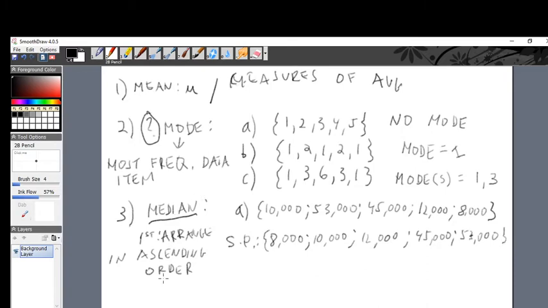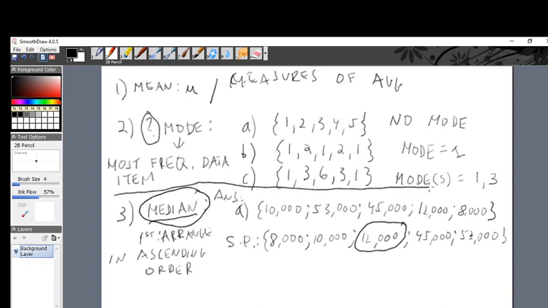I told you that first you got to arrange in ascending order, which we just did. What's the answer? What is the median? I'm going to tell you right now. It's the middle data item. That's the median answer. Don't get confused between the two problems. The answer is 12,000. It's smack in the middle of the data. There's 2 to its left and 2 to its right. The answer is 12,000. That's case A.